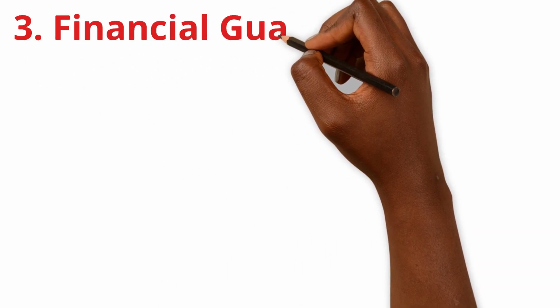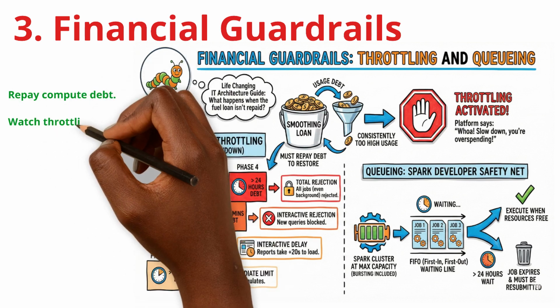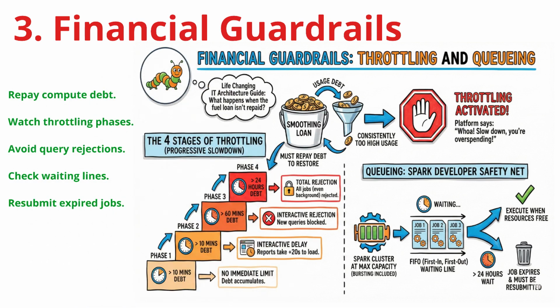Remember that interest-free smoothing loan we discussed earlier? If your usage stays consistently too high and that loan isn't repaid, Microsoft Fabric activates its financial guardrails, throttling. It's the platform's way of saying you're overspending and need to slow down. Throttling hits in 4 progressive phases. Phase 1 starts when you have over 10 minutes of compute debt. It's a warning period where debt accumulates, but there are no limits yet.